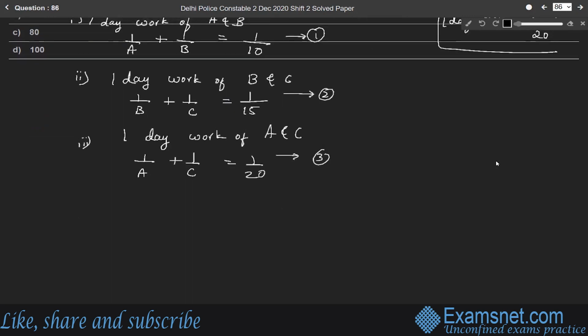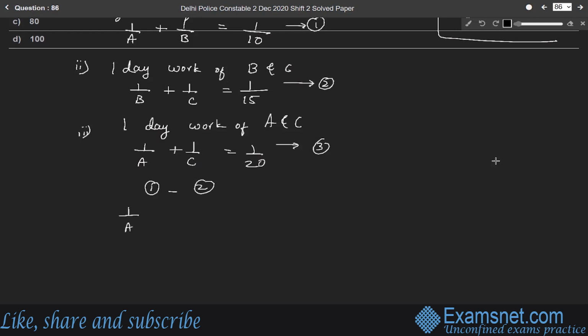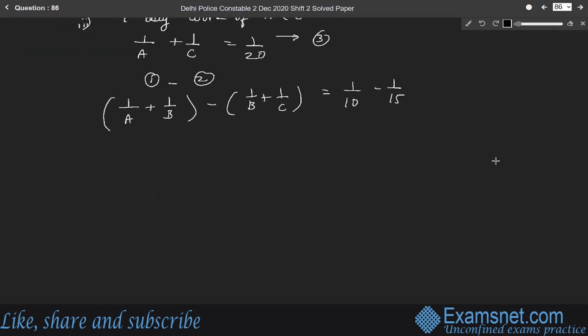So 1 minus 2 becomes 1 by A plus 1 by B minus 1 by B plus 1 by C gives 1 by 10 minus 1 by 15. Simplify it. 1 by B and 1 by B will get cancelled. 1 by A minus 1 by C becomes, here 30 is the LCM, so it becomes 3 minus 2. Therefore, 1 by A minus 1 by C becomes 1 by 30.